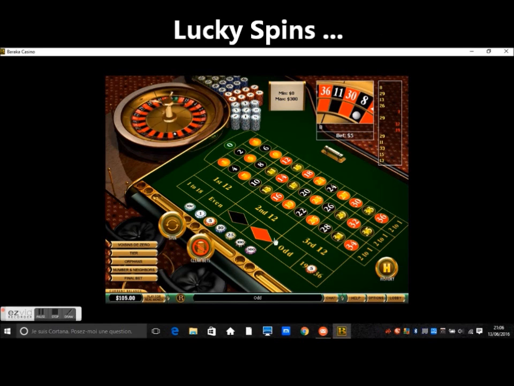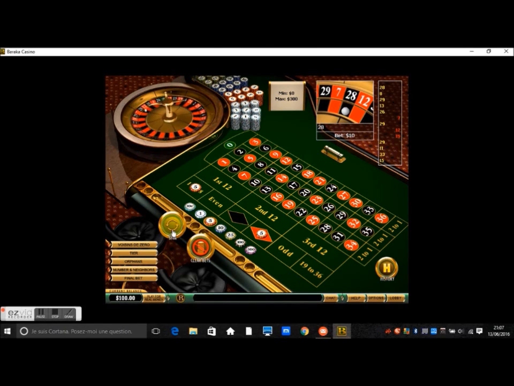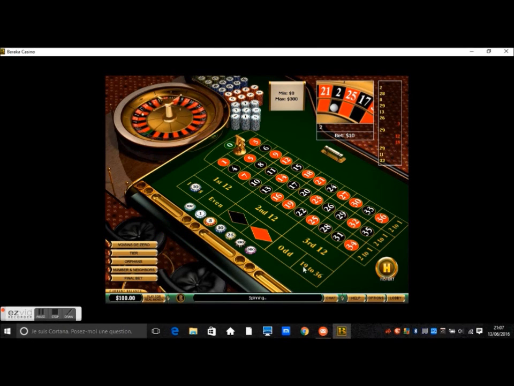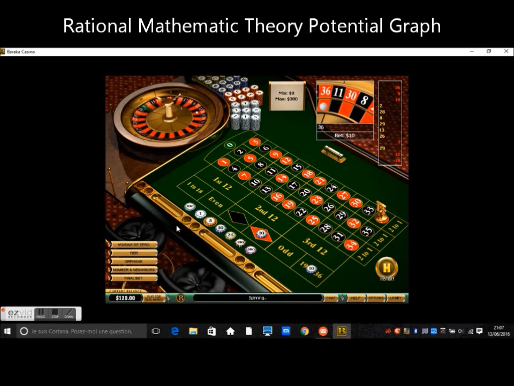Yep, I am back. Played for a moment, and got again some series of unlucky spins. I was worried as my cash balance dropped below $50, but I carried on the same strategy, and even with $50 remaining, I still can do lots of ball spins. And I was waiting for what I am calling a rationally potential mathematic theory, the graph, as an advantage to come for a series of spins.